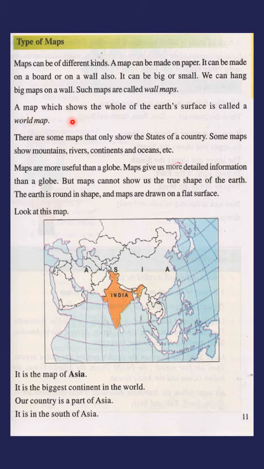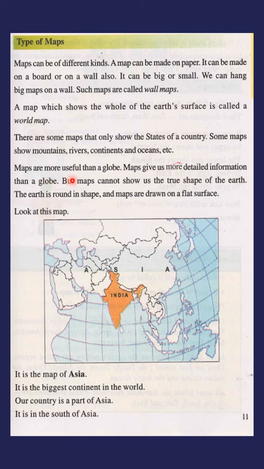A map which shows the whole of the Earth's surface is called a world map. There are some maps that only show the states of a country. Some maps show mountains, rivers, continents, and oceans, etc.